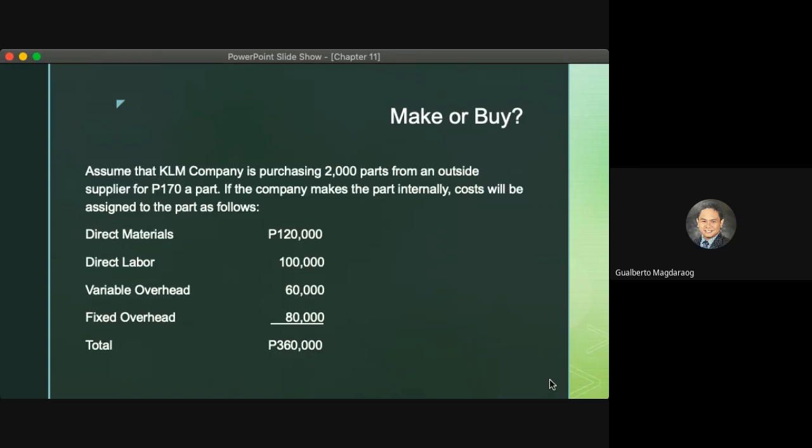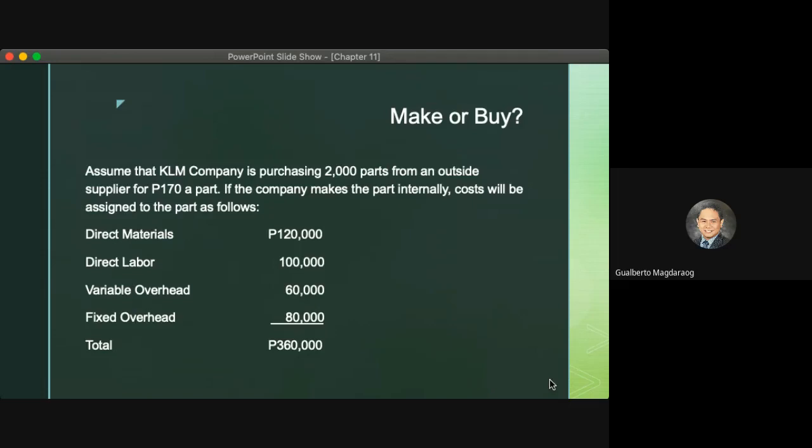There are situation na yung parts ng ginagawa mong product can be produced internally or you are simply buying it outside. So you are faced in a situation na you are being asked, are we going to make it internally or continue buying it outside? Okay, so yun yung decision na kailangan mong gawin.